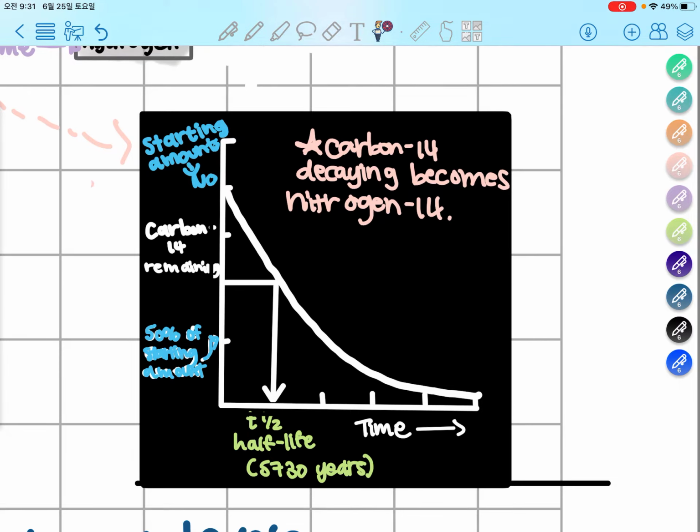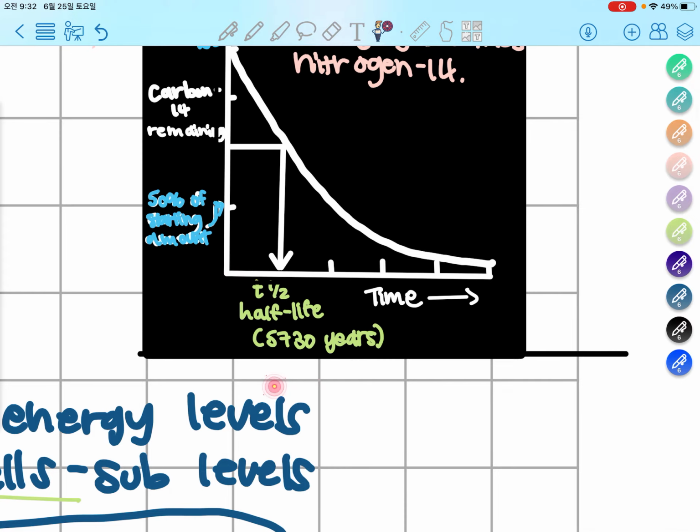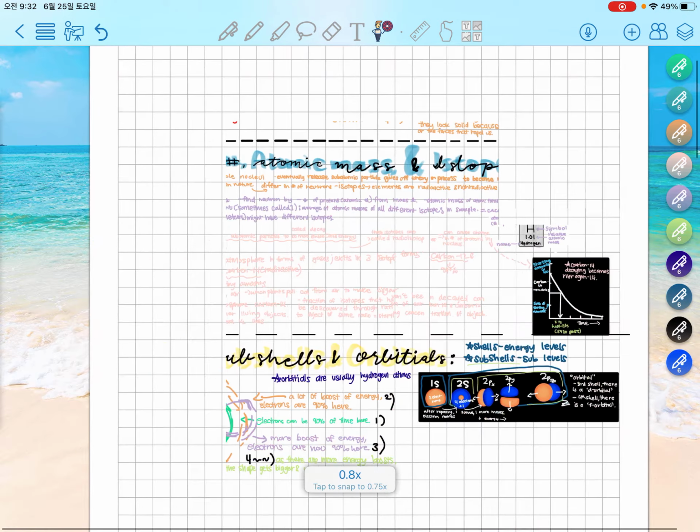So as you can start here, it's the starting amount, and there's a little carbon-14 remaining, and then 50% of the starting amount, and it changes to a different element. Carbon-14 decays to nitrogen-14, so from carbon-14 it can now become nitrogen-14, and this is one half-life.